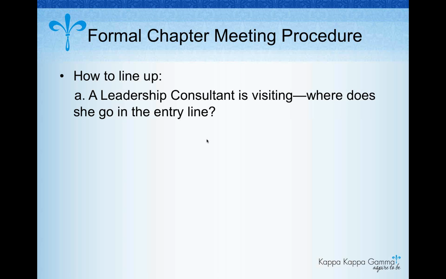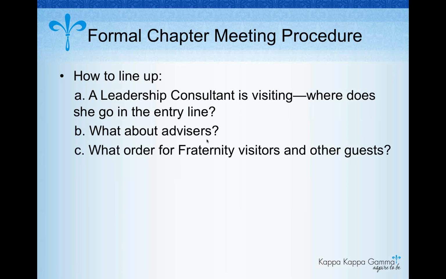For instance, say a leadership consultant is visiting. Where does she go in regards to the entry line of walking in for formal chapter meeting? She would be in the front. Again, another question, what about advisors? According to their initiation date, say you have somebody who's 1972, someone who's 1986, and someone who's 1995. You would have the 72 and the 86 and the 95. If a leadership consultant is there, then she would go thereafter. And then with your seniors, juniors, sophomores, and so forth. Also, what about fraternity visitors and other guests?